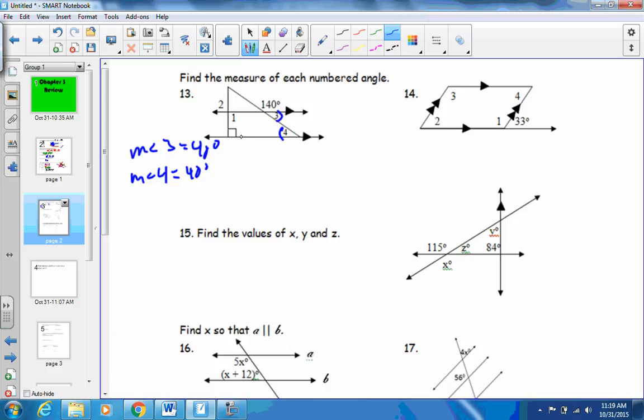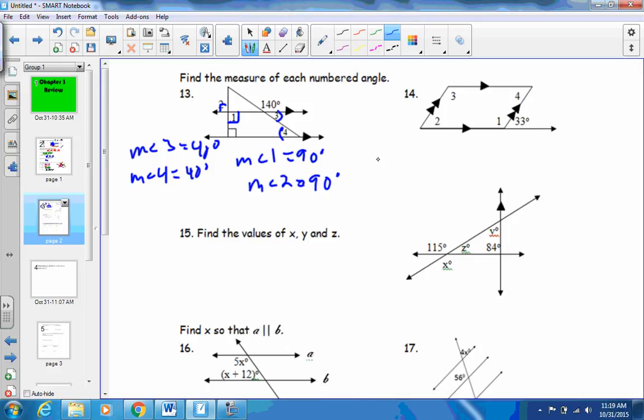These are also parallel. If this one is 90 degrees, then this one is supplementary, so that's 90 degrees. And this is vertical, so that's 90 degrees. So the measure of angles 1 and 2 are also 90 degrees. Those are going to be right angles.